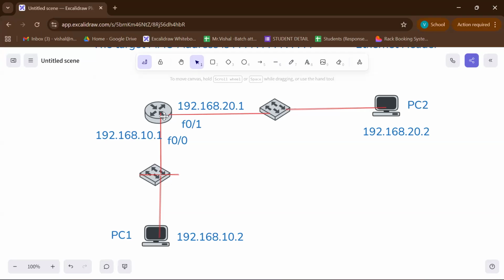You are telling proxy ARP. What is proxy ARP? Okay, fine. So you are saying that PC1 and PC2 are in different networks. In that case, if they want to communicate, first an ARP request will be generated. If the ARP request is generated there, what will the router do? The router will reply with its own MAC address. And this is called proxy ARP.